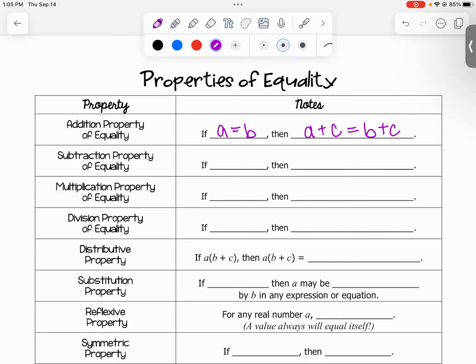Okay, so what about our subtraction property? A minus C equals B minus C.